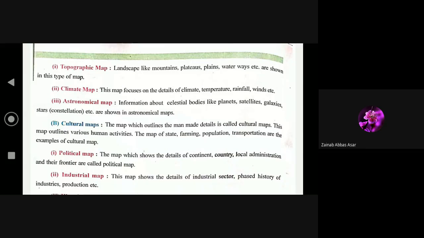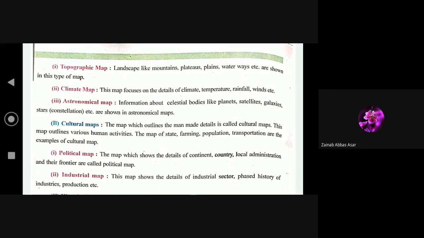Ma'am, can I say landscape, Fatima? Yes, ma'am. Zainab, say. Ma'am, landscape like mountains, plateaus, plains, waterways, etc. are shown on the map. Which map? Topographical map, topographic map. Like what was shown? Mountains.